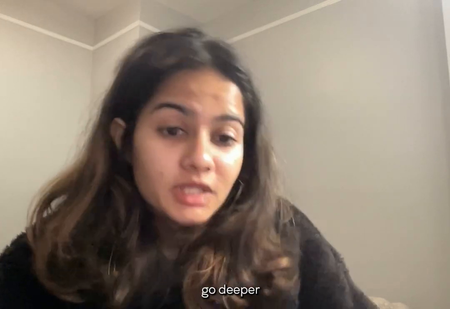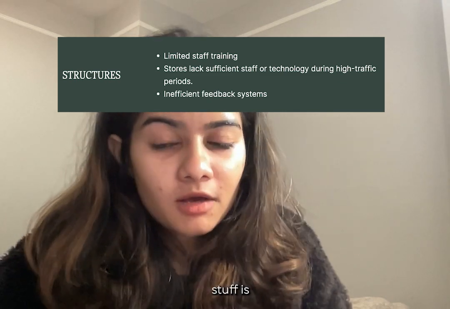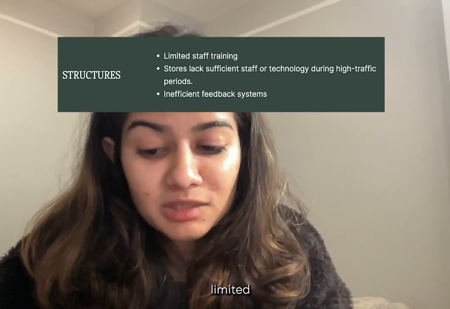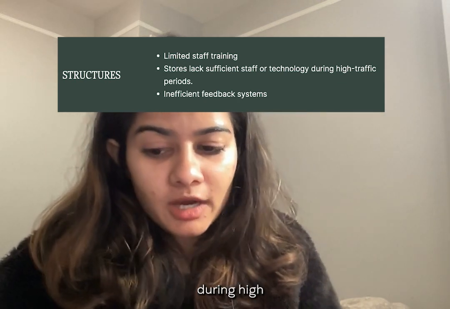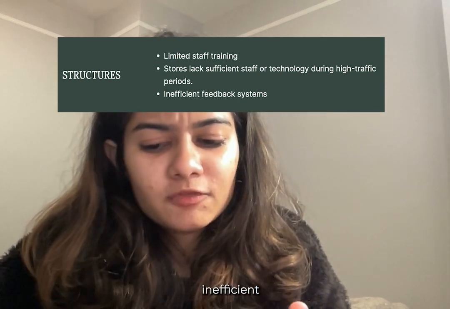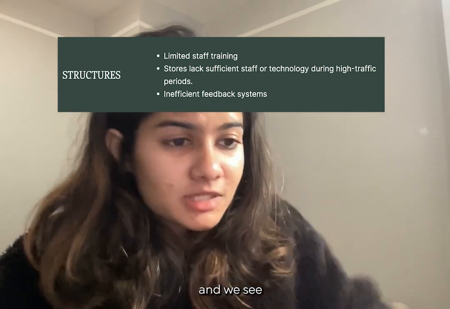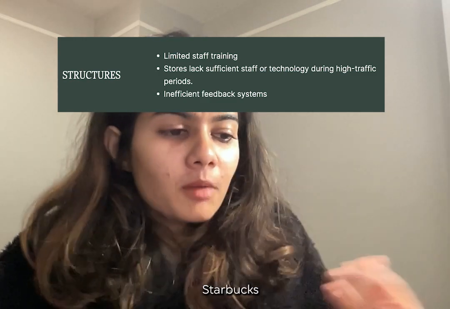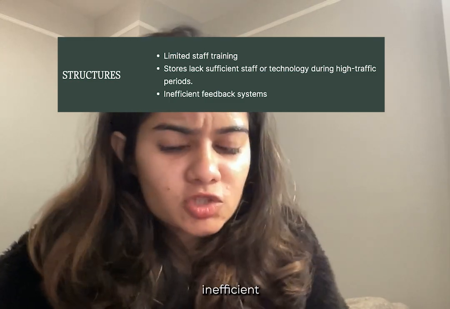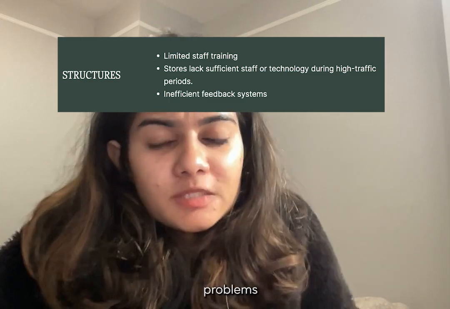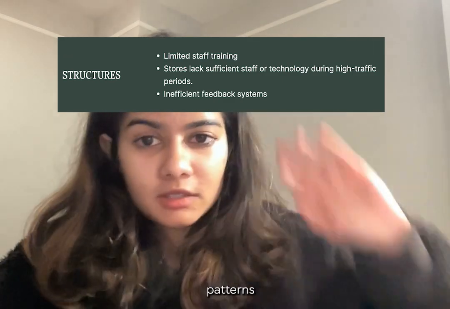So when we try to go deeper and look at some structures that are leading to these patterns, staff is not trained properly. There is limited staff training. Stores lack sufficient technology, especially during high traffic hours, and there is an inefficient feedback system. So even when we see these problems as a customer, Starbucks is not willing to take our feedback and do something about it. Because of these inefficient loops and systems, these problems are just there, and it's just a structure that is leading to all of these patterns and events.